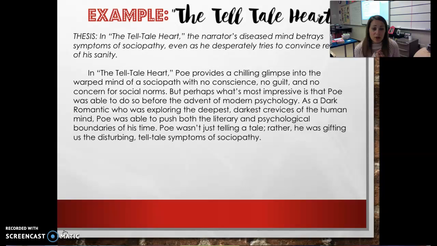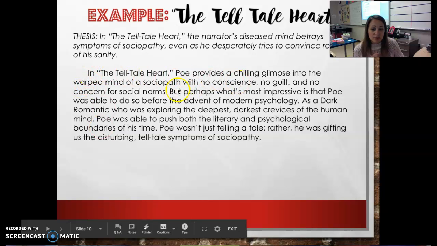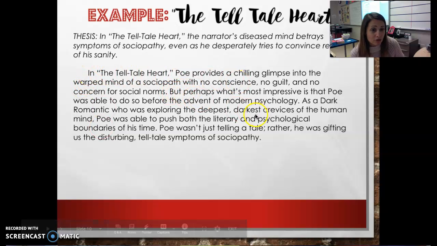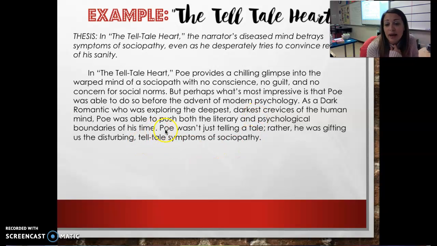But perhaps what's most impressive is that Poe was able to do so before the advent of modern psychology. As a dark romantic who has been exploring the deepest, darkest crevices of the human mind, Poe was able to push both the literary and psychological boundaries of his time. Poe wasn't just telling a tale, rather, he was gifting us the disturbing, telltale symptoms of sociopathy. So, we see that we have restated our thesis. This, I'm assuming, goes through some of the main ideas, and then here we have, why is this important? Why should I care that Poe wrote this story?